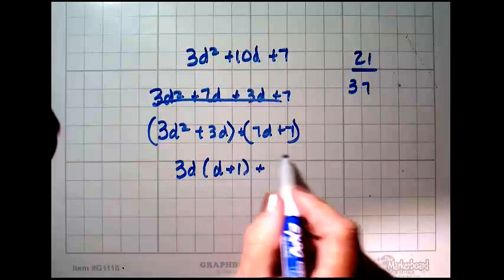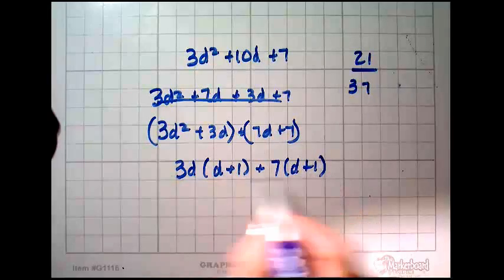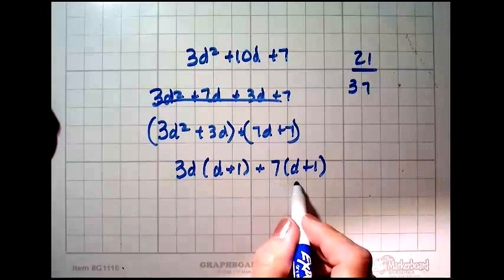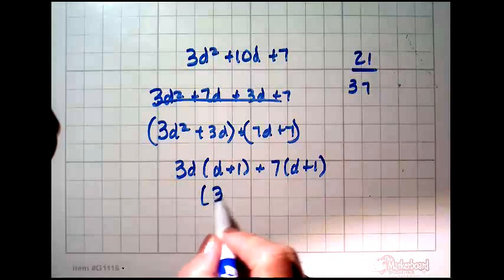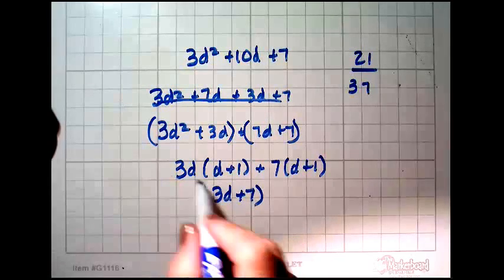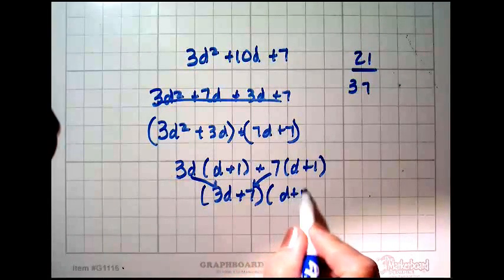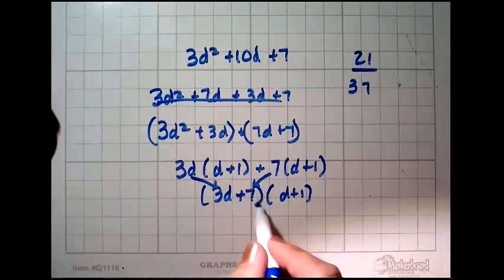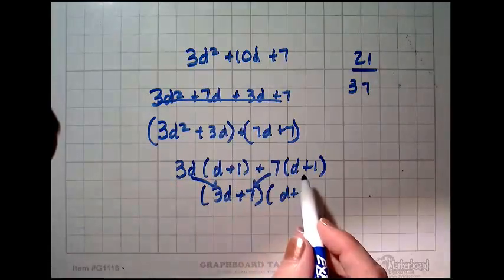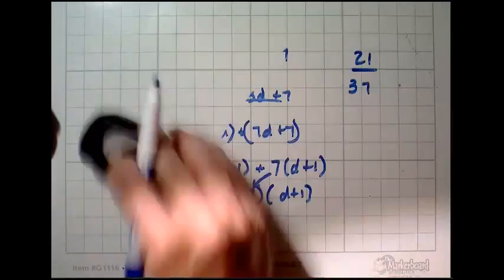When I look at 7d and 7, what's together? Yep, a 7. Do I have the same thing inside my parentheses? Absolutely I do, and that's exactly what I want to see. Parenthesis, 3d plus 7. Again, the 3d comes from here and the 7 comes from there. And d plus 1. Those two parentheses are multiplied by each other because when you multiply this out, you're going to get 3d squared plus 10d plus 7. That's what factoring is about. It's breaking it down into its components.